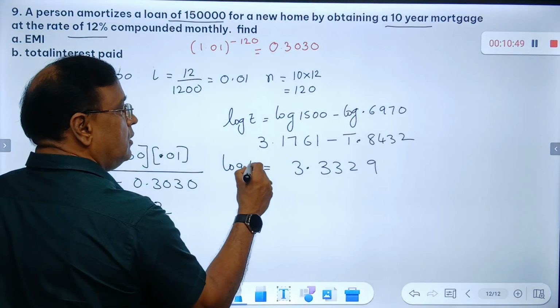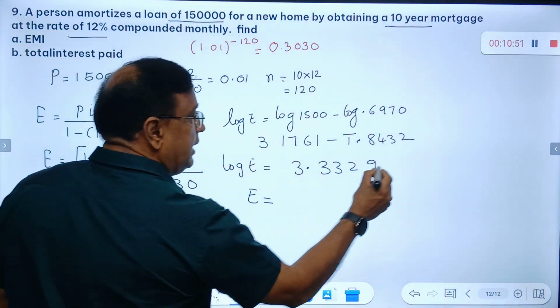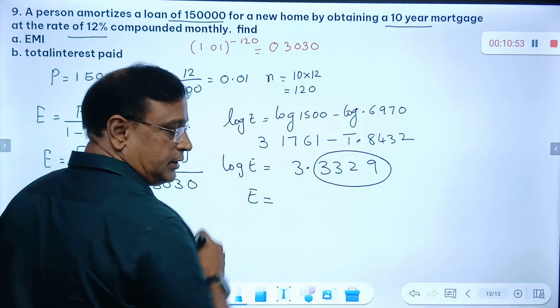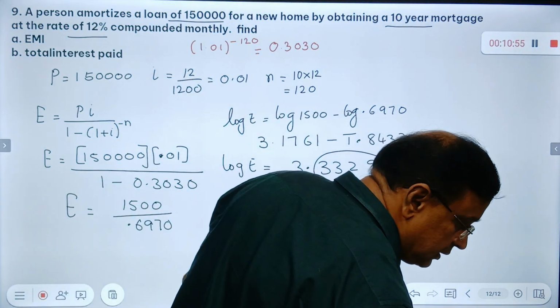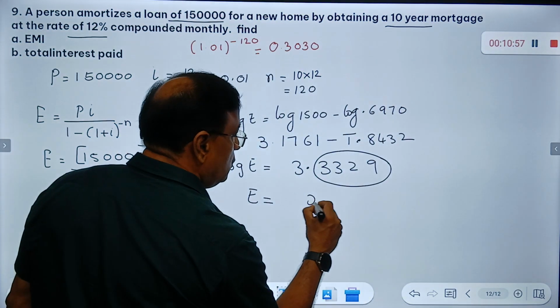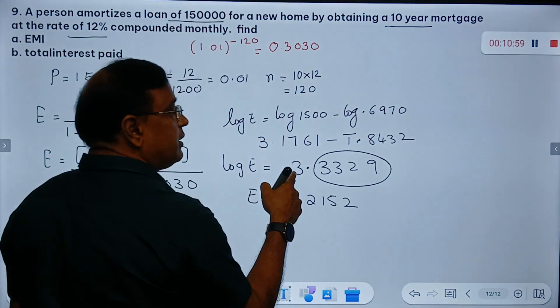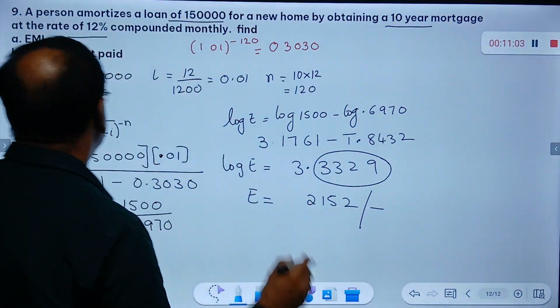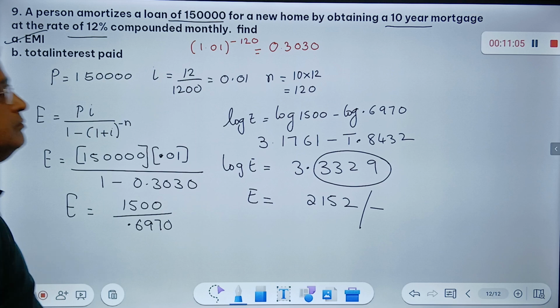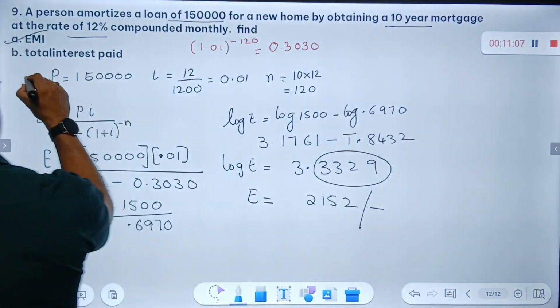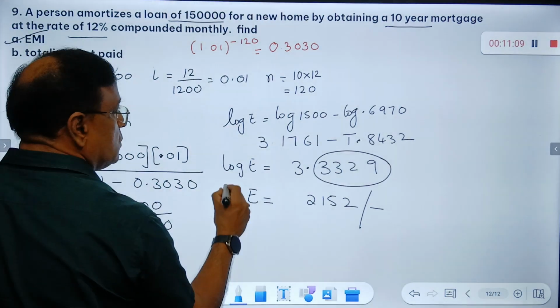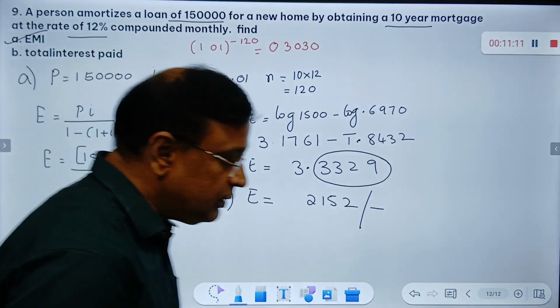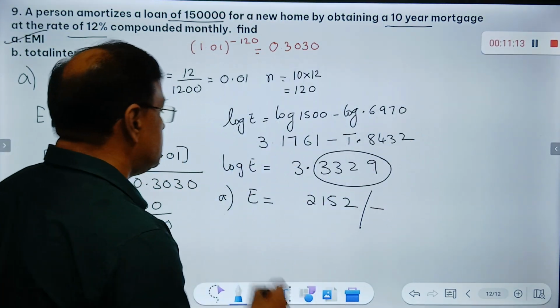This is log E. So what is E equal to? Anti-log of this. What is anti-log of 3329? The anti-log of 3329 is 2152. Since the characteristic is 3, it has to be a 4-digit number. So that finishes the first subdivision. A part is over. I have found the EMI. Now what is the second subdivision? He wants to know the total interest.